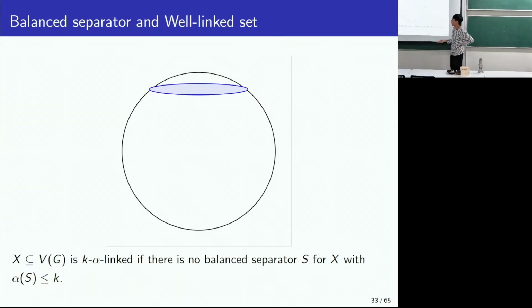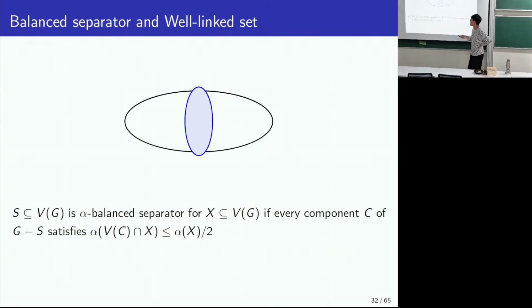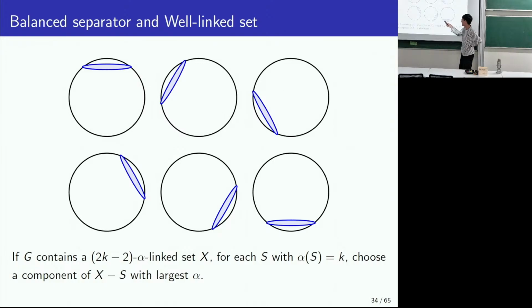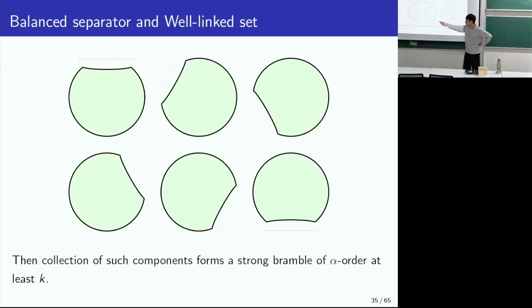And suppose that the graph has a large K alpha linked set. We will look at all these sets with small independence number, and for each one there must be a large component after deleting this that has large independence number. And if we gather all of them, we will have a strong bramble with large alpha order.